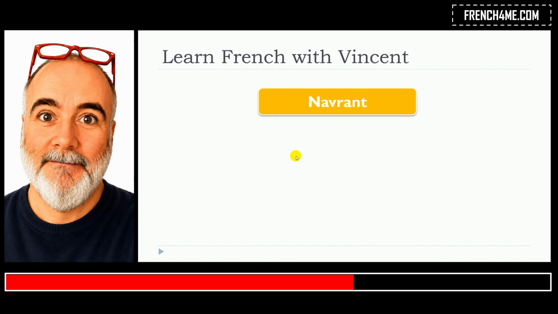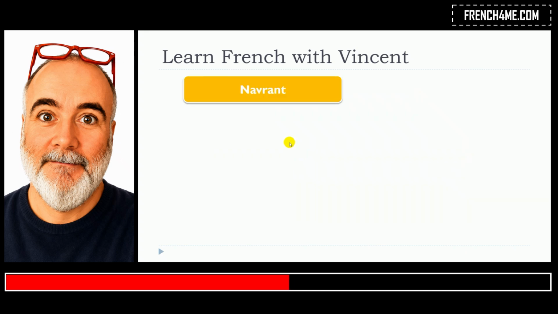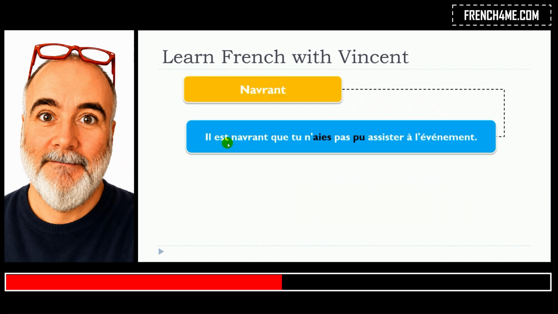So this lesson is about navrant. The adjective navrant can be translated into various ways in English, including distressing, regrettable, disheartening, or sad. So we will see some examples with navrant.